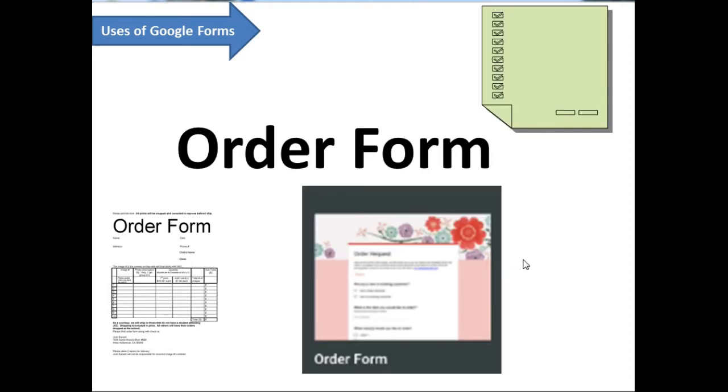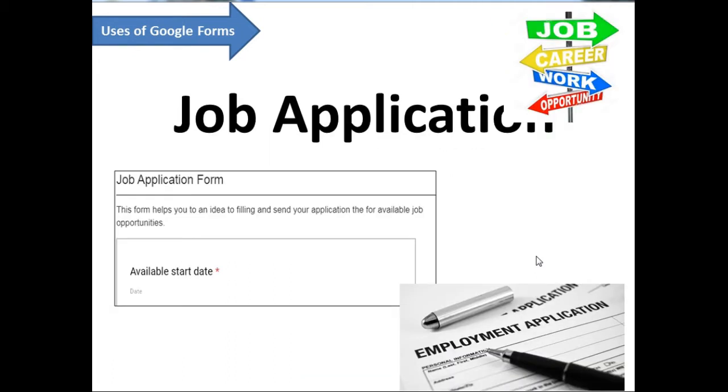You can create an order form to accept orders. Here you can use the different options of Google Forms. You can use the checkboxes to accept the order. You can create a job application with the help of Google Forms. You can collect the different information from the applicant and the resume of the applicant also. You can use the facility to upload the file in this Google Form.